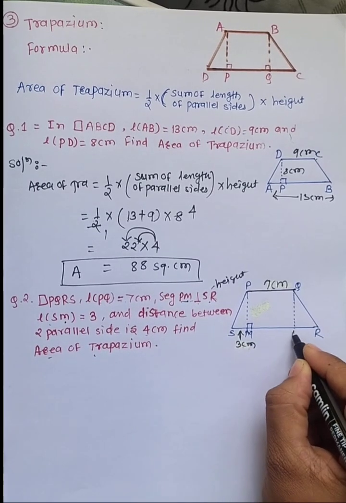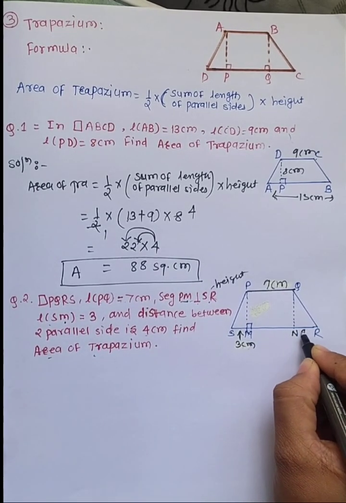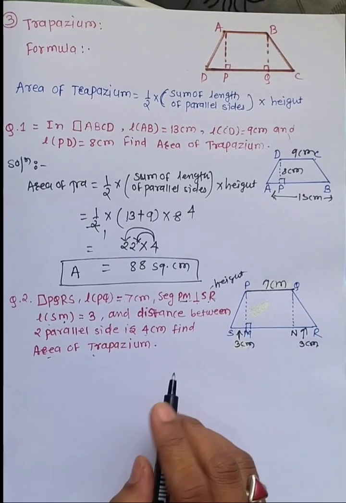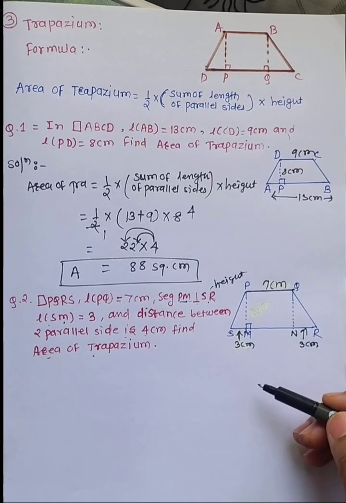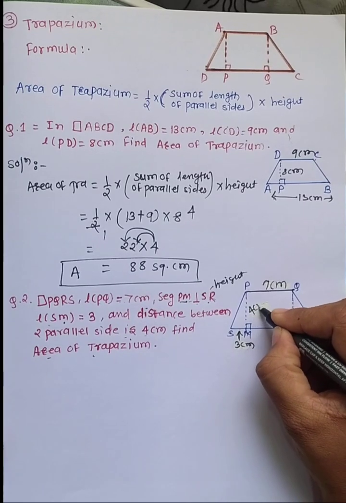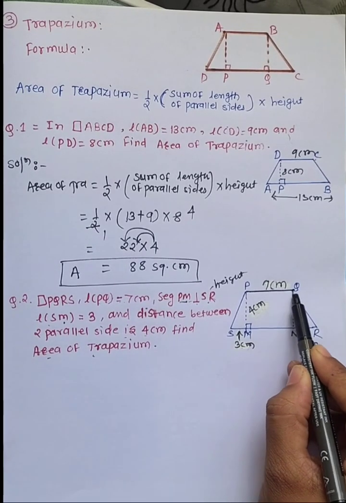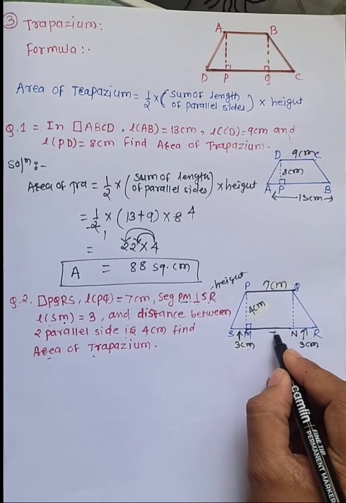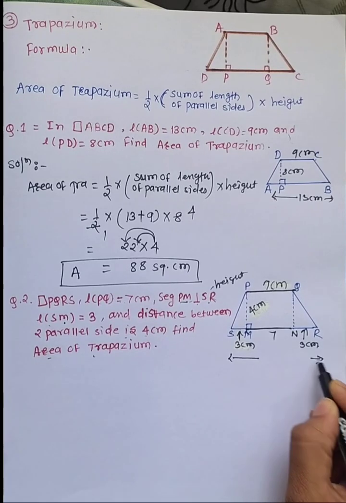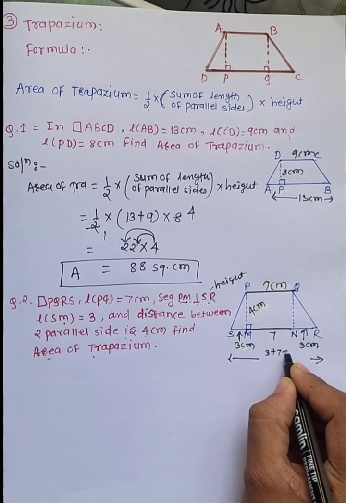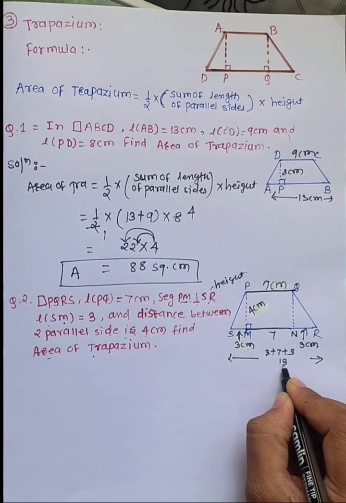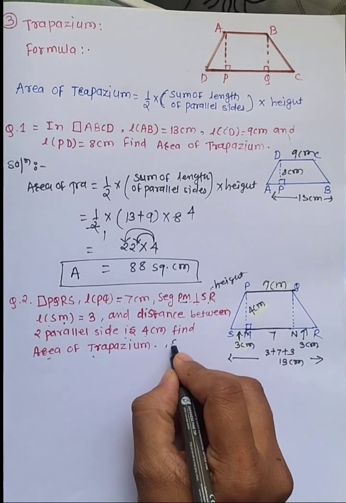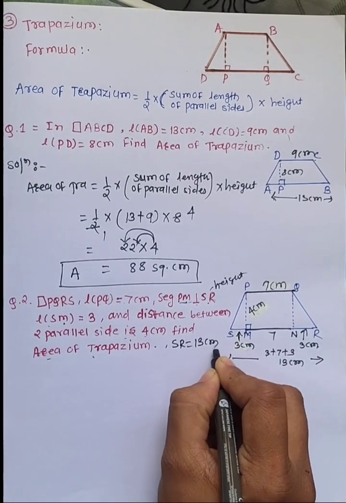SM is equal to, I will take here NR, that is also 3 cm. Okay, both are 3 cm. Distance between two parallel sides is 4 cm. Distance between two parallel sides, that is the height, it's the 4 cm. PQ, that part and that part are equal, that is the 7 cm. So that's total distance is 3 plus 7 plus 3, that is 3 plus 7 is 10 plus 3 is 13 cm. That means SR is equal to 13 cm.